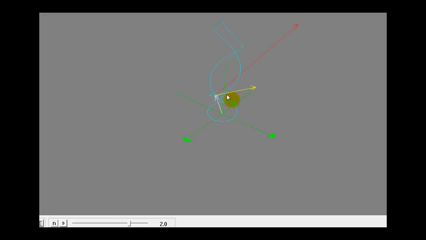If we rotate this, we get a nice idea of its orientation in space. Let's go ahead and trace out part of this curve so we can see the relationship between the velocity and acceleration vectors.